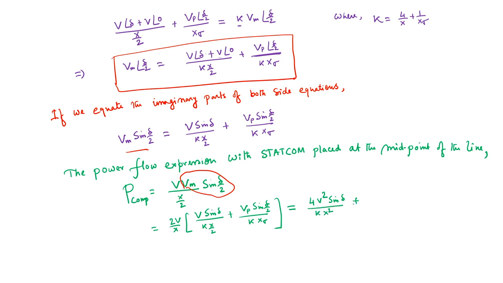And this portion would be V p sin delta by 2 divided by k x x sigma divided by 2. Here I brought these 2 in the denominator. Now, we know that k is equal to this. So, this expression would rather be written as V square sin delta divided by k x square divided by 4, and this expression will be V V p sin delta by 2 divided by k x x sigma divided by 2.